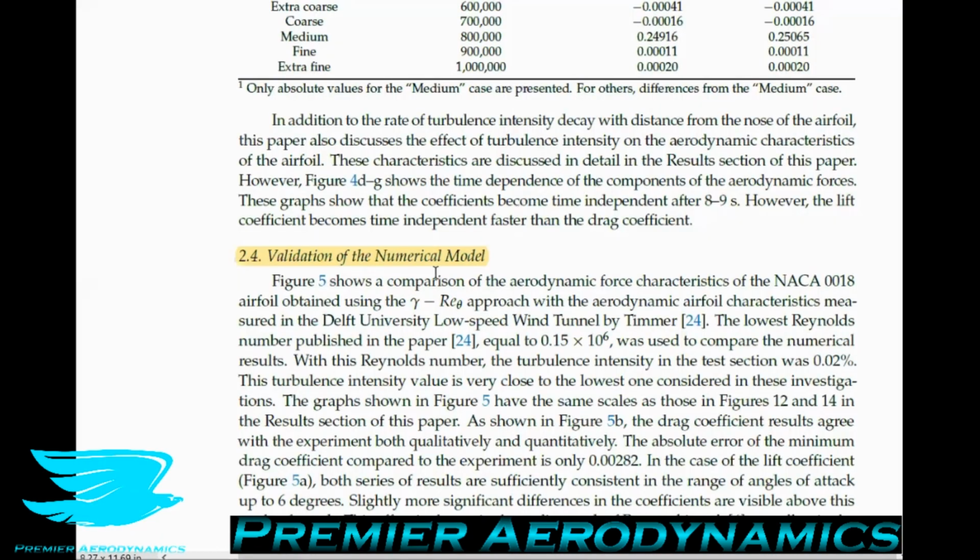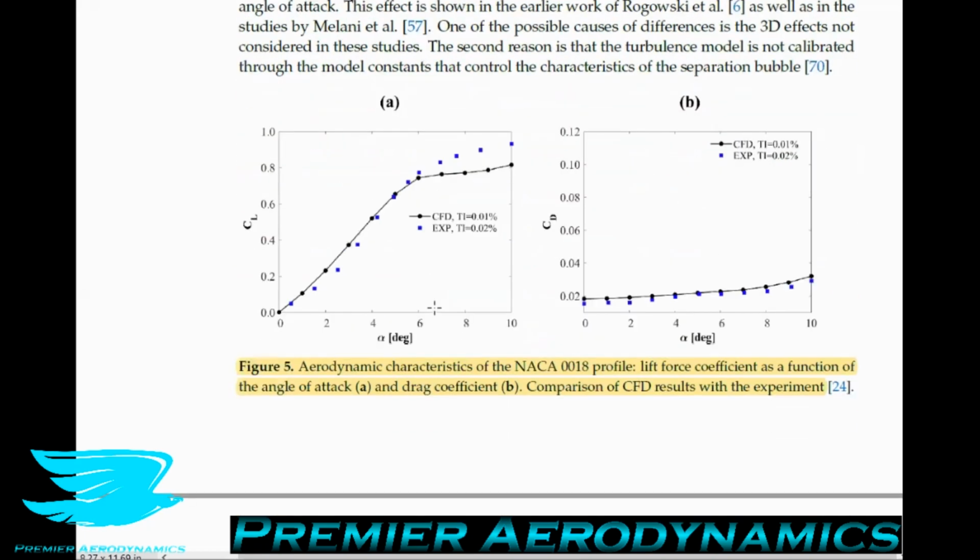Figure 5, so let's move down to figure 5, shows a comparison of the aerodynamic characteristics of the NACA 18 airfoil obtained using a gamma theta turbulence model for their RANS. And this is compared to some experimental data taken from Delft University that they published. The lowest Reynolds number published in this paper was equal to 150,000, which is fortunate for them because the CFD they've been running at as well is 150,000 Reynolds number. I'm guessing that's not by coincidence, but by design.